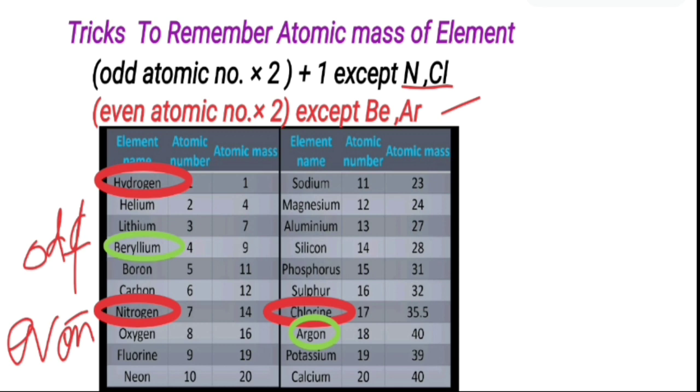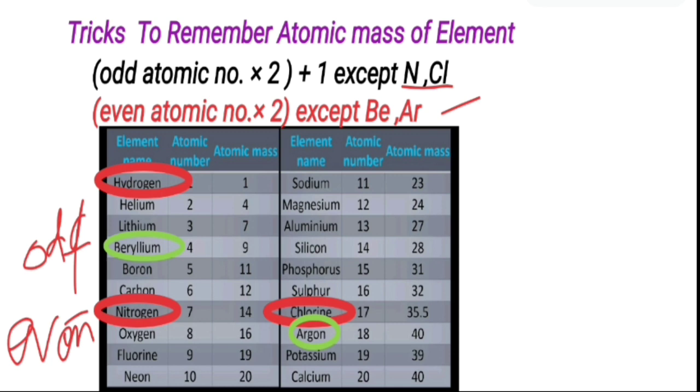Oxygen is even, so 8 into 2 is 16. Fluorine is odd, 9 into 2 plus 1 is 19. Neon is even, 10 into 2 equals 20. Sodium is odd, 11 into 2 plus 1 is 23. Magnesium is even, 12 into 2 equals 24. Aluminium is odd, 13 into 2 plus 1 equals 27. Silicon is even, 14 into 2 equals 28. Phosphorus is odd, 15 into 2 plus 1 equals 31. Sulfur is 16, even, 16 into 2 equals 32.